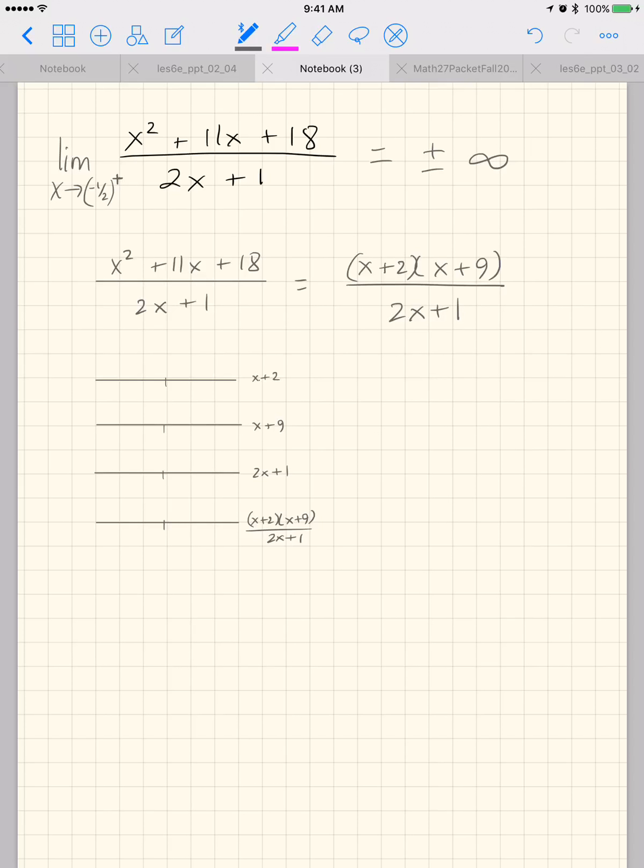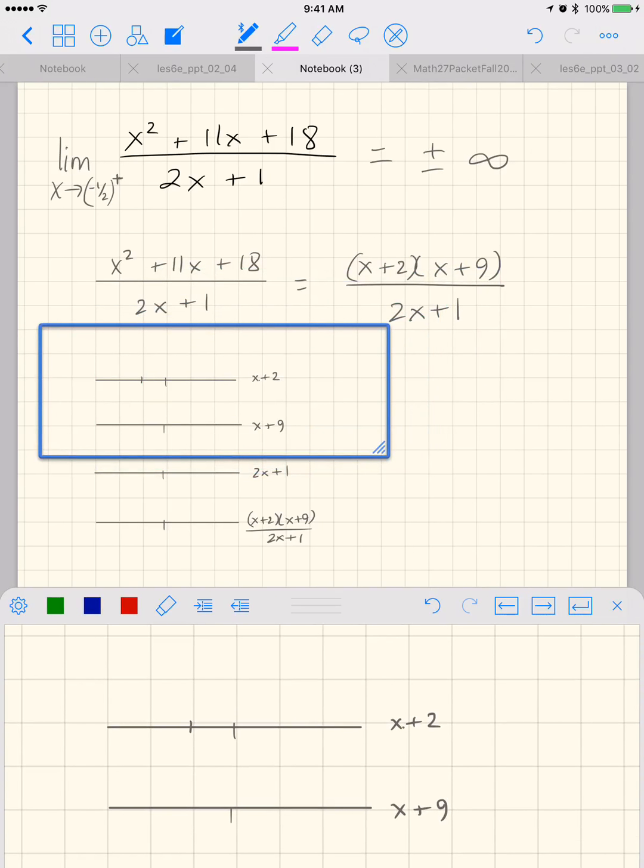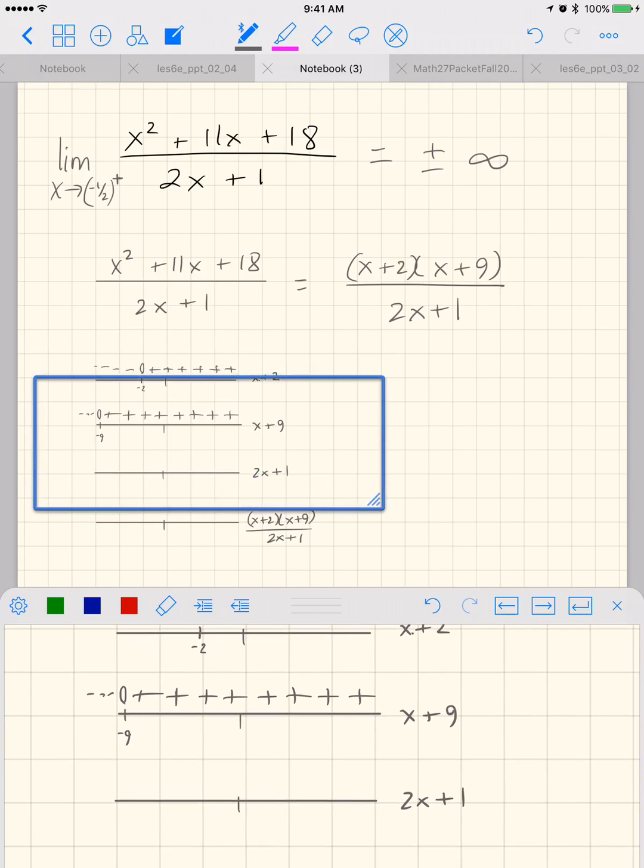So I need to zoom in. So this will be my negative 2. I'm going to make this negative 9. So we've got 0, plus, plus, plus, plus, plus, plus, minus, minus, minus, minus, negative 9, plus, plus, plus, plus, plus, plus, plus, plus, negative, negative, negative.